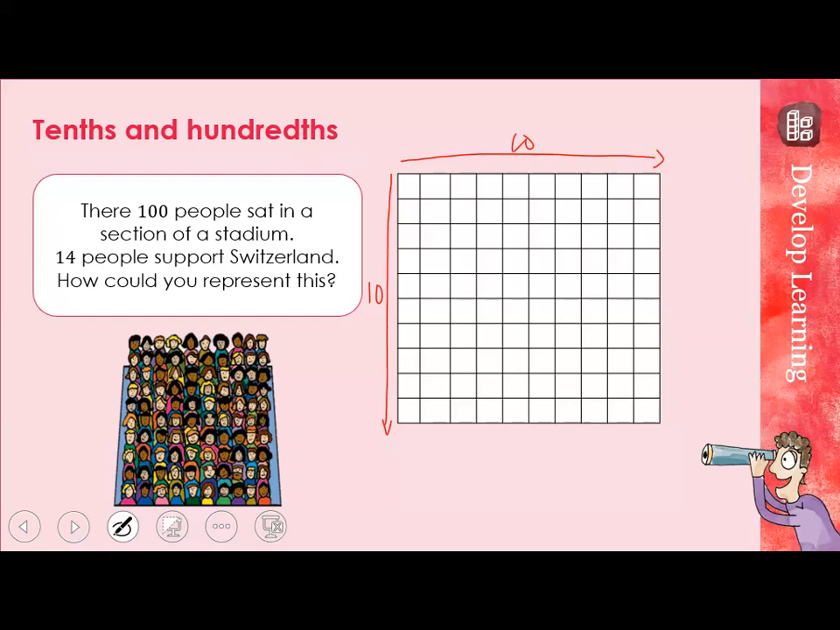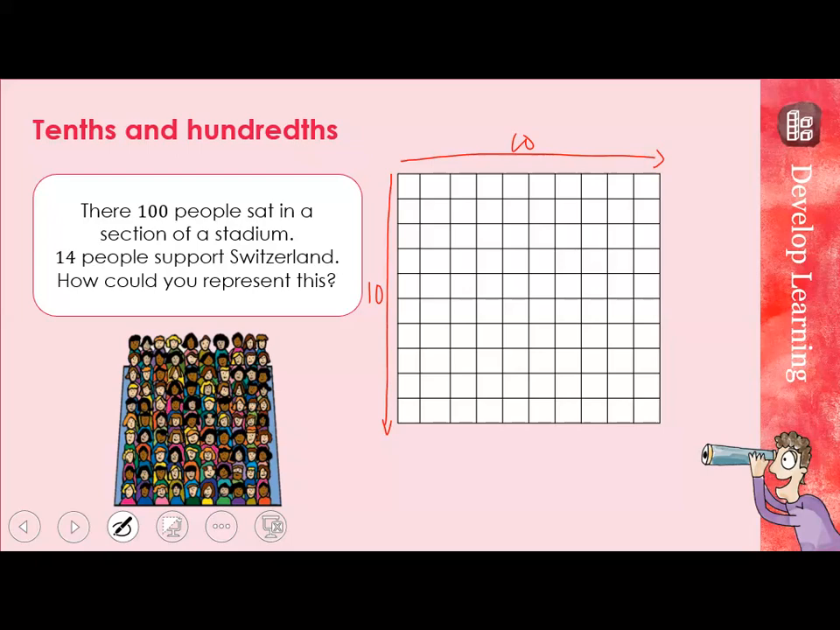There are 100 people sat in a section of a stadium. 14 support Switzerland. How could you represent this? Okay, so my 100 people sat in a stadium are represented by my 100 square. And that is 100% of them in total. The full set of 100 of them is 100%.